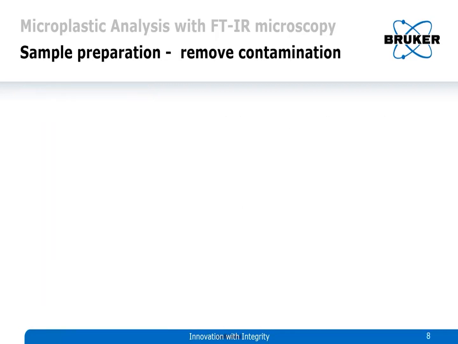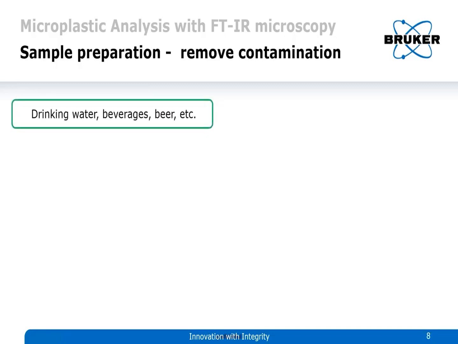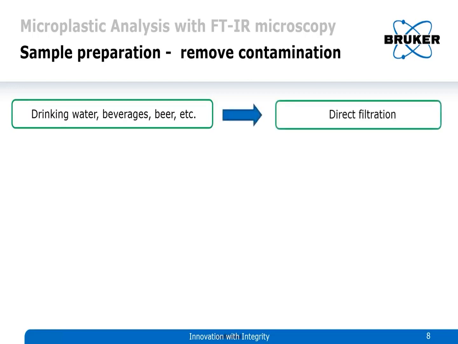And now we come to sample preparation and how to remove contamination. So for drinking water, beverages, beer, anything like this, you can directly filter it, wash the filter a bit to get rid of the remains of the original liquid, and then let it dry and you can measure it.